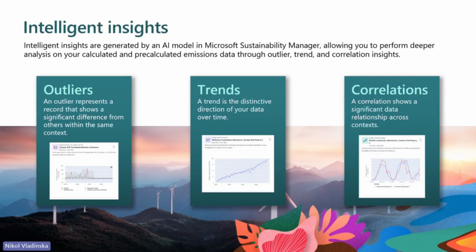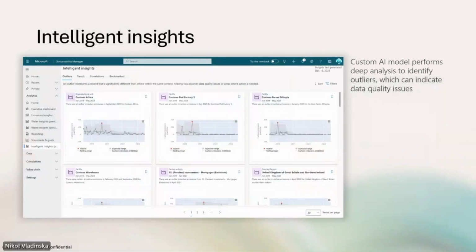By surfacing these patterns, MSM empowers sustainability teams to uncover data quality issues, optimize operations, and make more informed, proactive decisions. The insights are presented in a centralized interactive interface, with filtering, sorting, and bookmarking capabilities, allowing users to focus on the most relevant findings and accelerate their sustainability strategies.